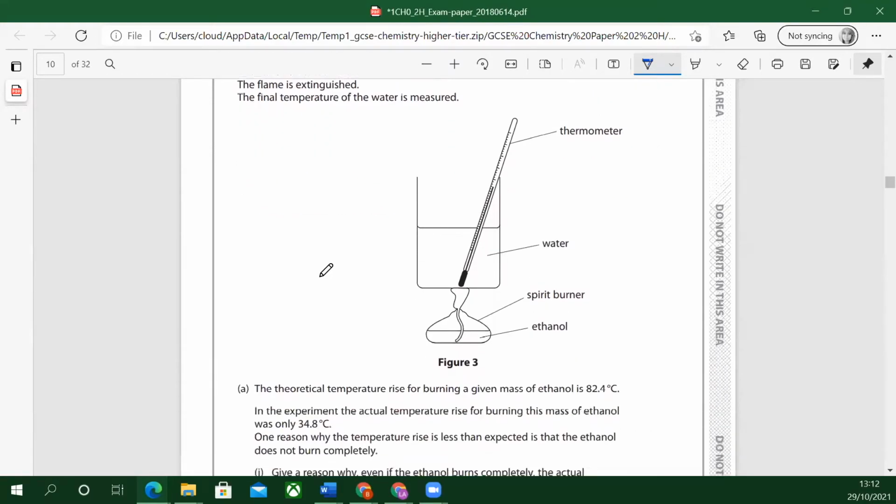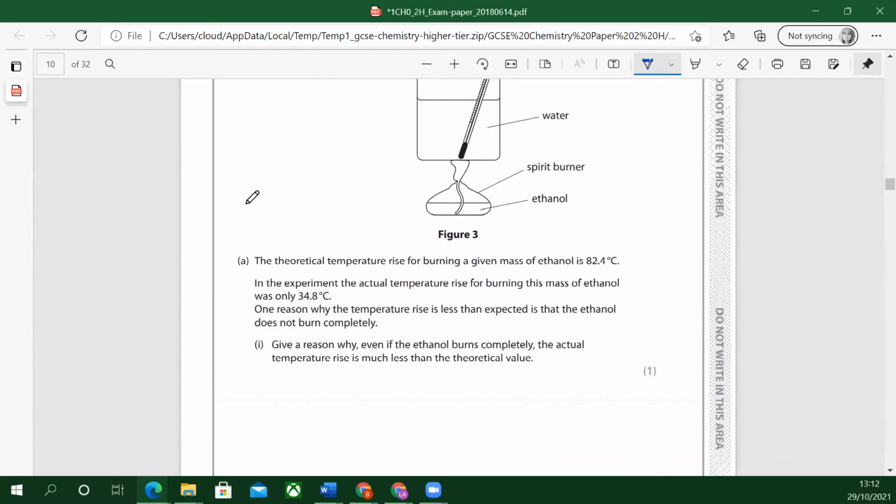Okay, it doesn't say how long they're doing it for, a certain amount of time. So the theoretical temperature rise for burning a given mass of ethanol is 82.4 Celsius. In the experiment, the actual temperature rise for burning this mass of ethanol was only 34.8 degrees Celsius. One reason why the temperature rise is less than expected is that the ethanol does not burn completely. Give a reason why, even if ethanol burns completely, the actual temperature rise is much less than the theoretical value.